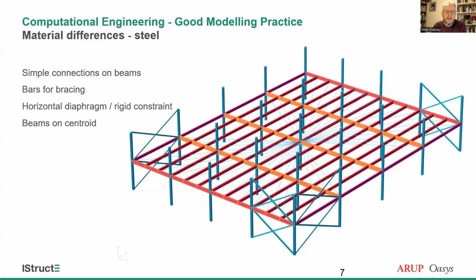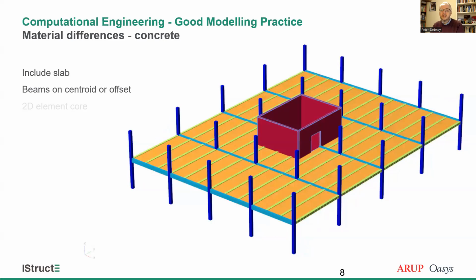So steel frame, and then concrete frames, slightly different. Concrete frames, especially a beam and slab arrangement or a flat slab, you would include the slab explicitly. If it's in situ concrete and the beams and the slabs are working integrally together, you could keep the beams on the centroid if you want them to just act as rectangles.